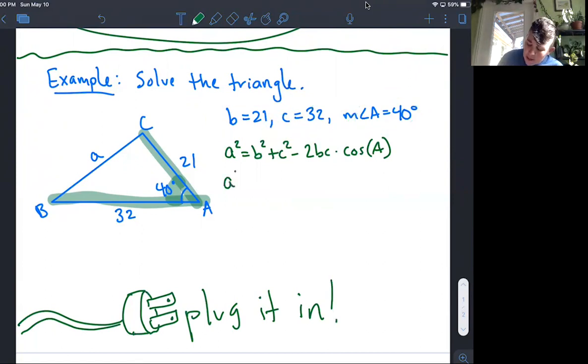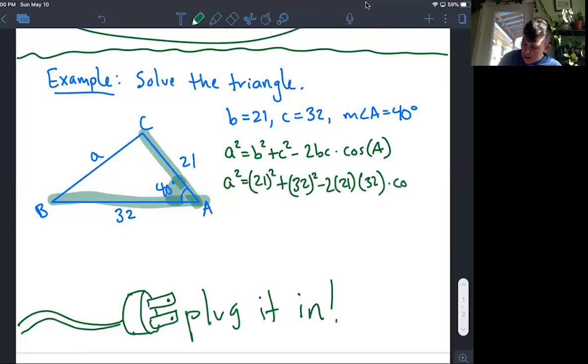So let's do that. A squared equals B squared. B is 21. C squared, C is 32. Minus 2 times B, which is 21 again, times C, which is 32 again, times the cosine of 40 degrees. So I'm just going to plug in the numbers.